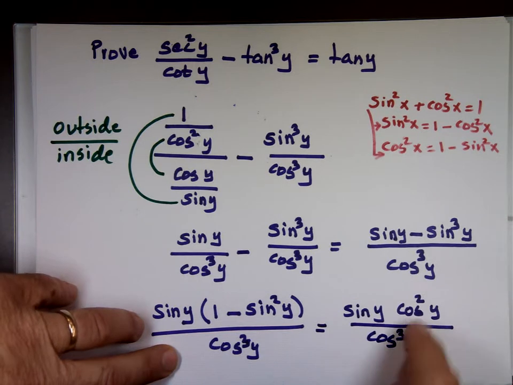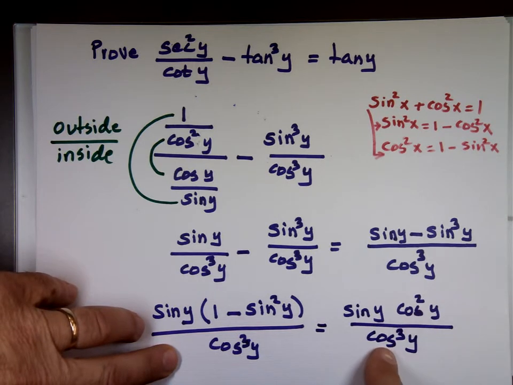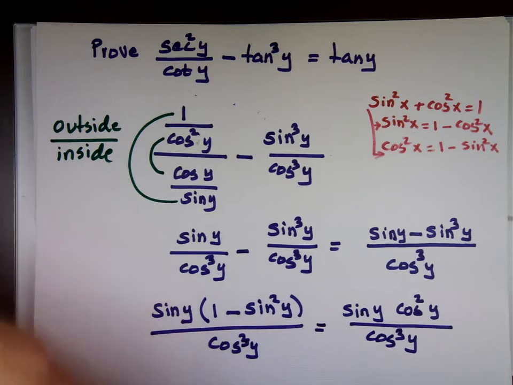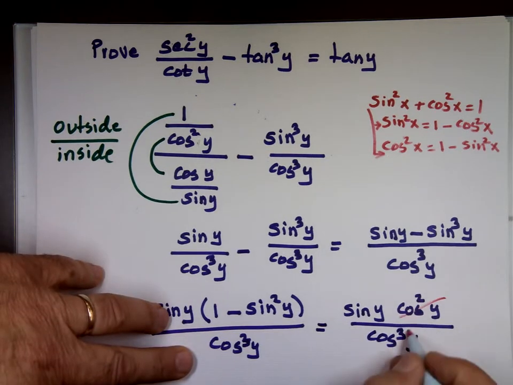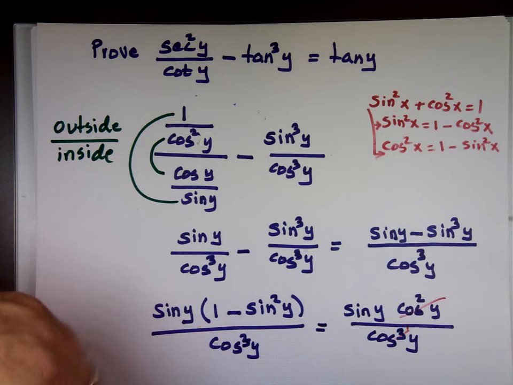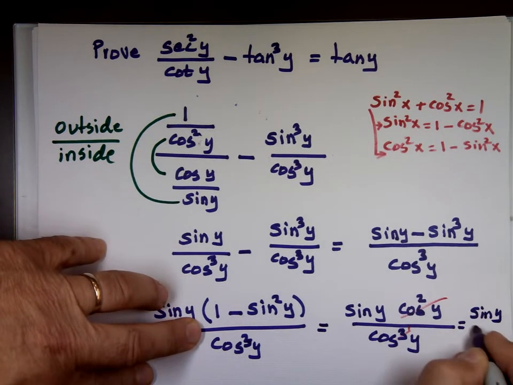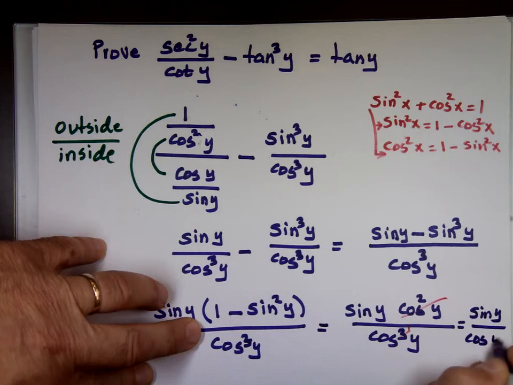You get 2 of them here, and you get 3 in the bottom. See them? 2 cosines, 3 cosines. That should cancel 2 from the top and 2 from the bottom. So this will cancel 2, leaving you with 1 here. So you end up with what? Sine over cosine, which is what? And that's the tangent y.